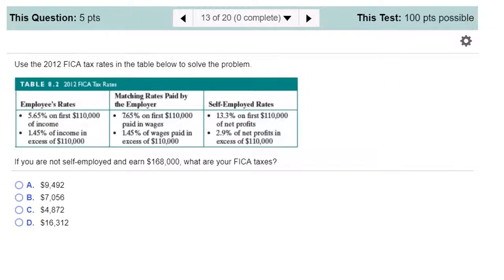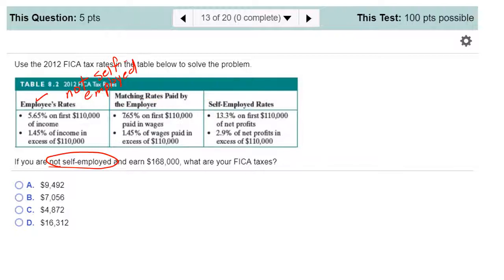Now let's calculate the FICA taxes. FICA, remember, is what we pay out of each paycheck for Social Security and Medicare so that when we reach an elderly age, we can benefit from these programs. Since this person is not self-employed, you would use the employee's rate. Always use this if it says not self-employed. The difference would be the employer or the boss has to pay some of these taxes. And if you're self-employed, that means you own your own business. You have to pay all of these taxes.